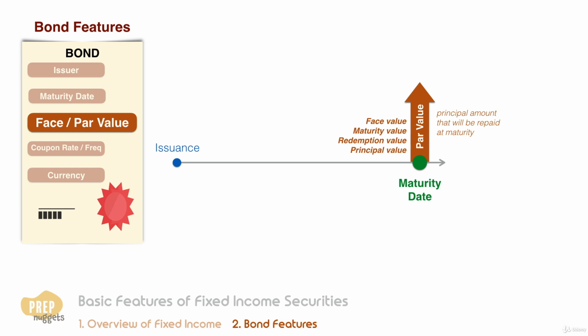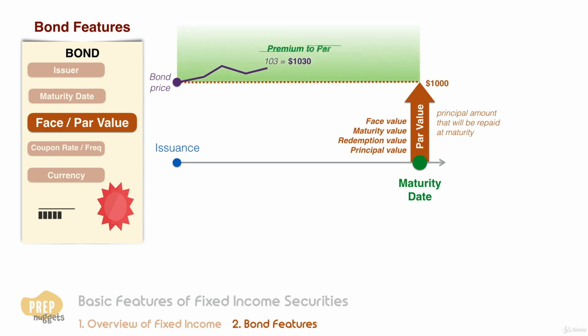Bond prices are commonly quoted as a percentage of par. For example, a bond with a par value of $1,000 quoted at 103 is selling for $1,030. A bond that is selling for more than its par value is said to be trading at a premium to par. A bond that is selling at less than its par value is said to be trading at a discount to par, and a bond that is selling for exactly its par value is said to be trading at par.